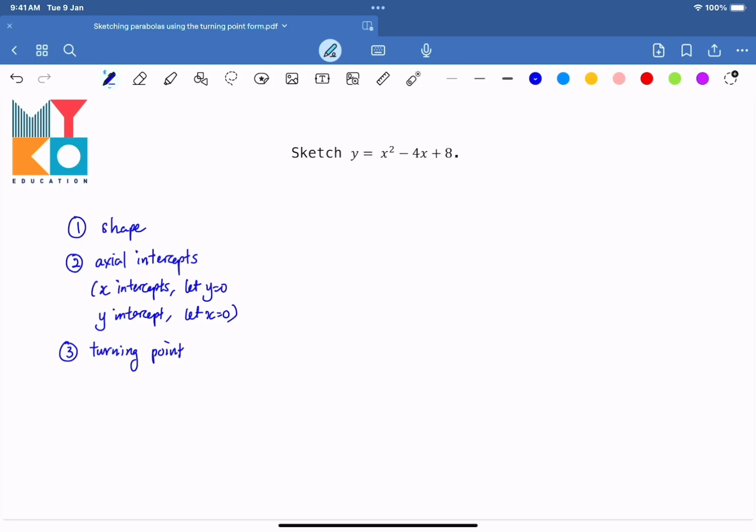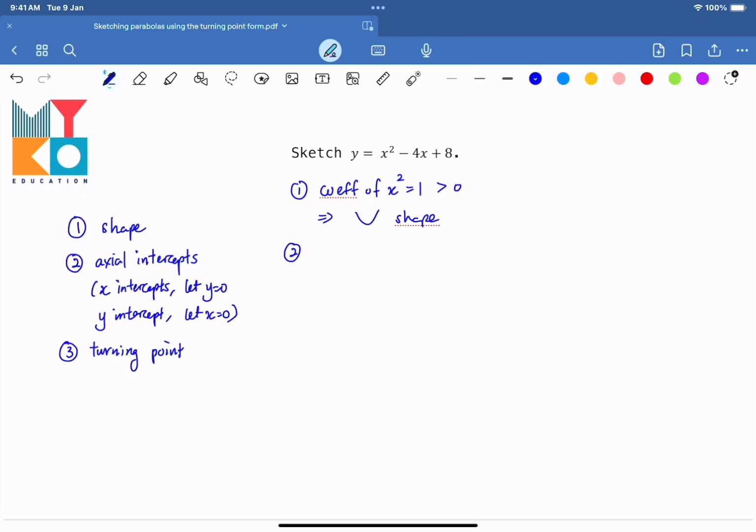All right. Let me just share with you how I'm going to sketch this curve. I have y equals x squared minus 4x plus 8. The first thing to ask myself is, what is the shape? Is it going to be a happy face or a sad face? If we look at the coefficient of x squared, it is equal to 1, which is more than 0. So it's going to be a happy face shape. That's the first thing. We know that it's a happy face. And how about finding the axial intercepts? So let's think about it.